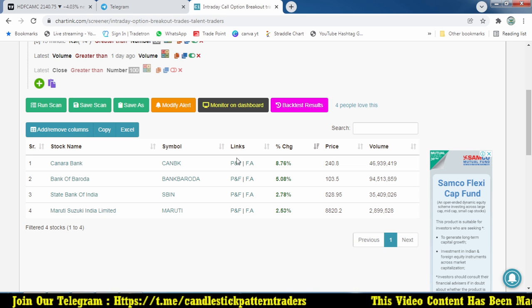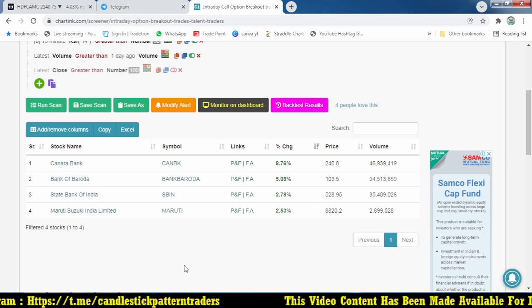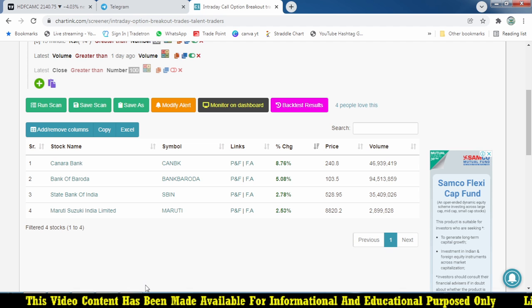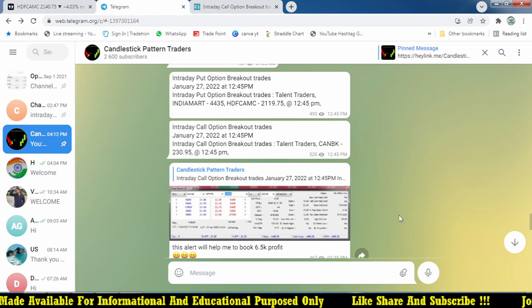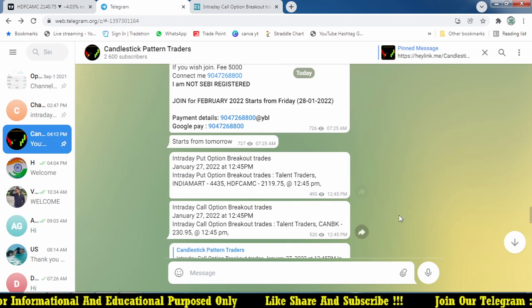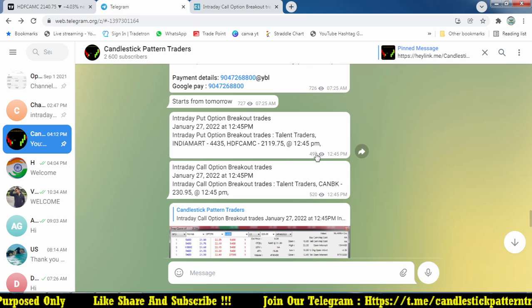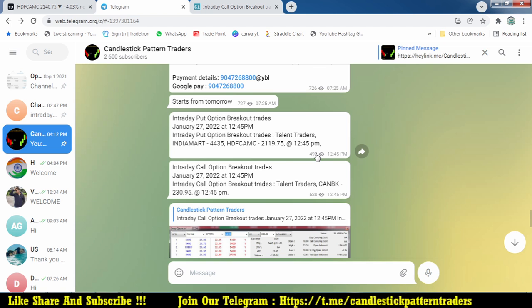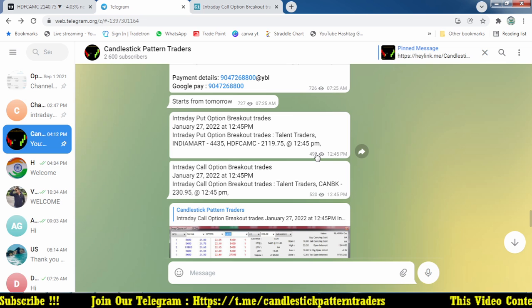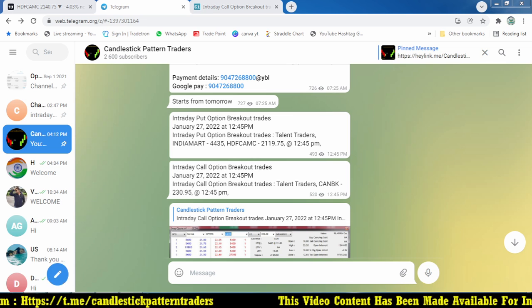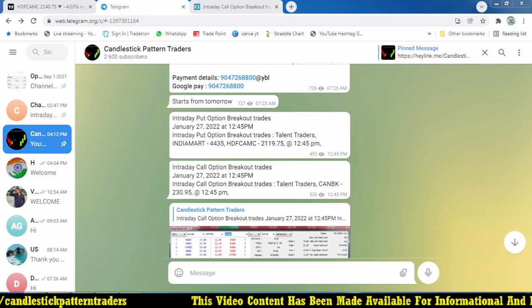We have filtered out that stock, so even if you are somewhere else, as I was outside today and didn't see these stocks, I saw them in my Telegram channel. So I got the alerts. The first trade signal today was generated in the put option breakout trade. We have another scanner, the put option breakout scanner, as well as the call option breakout scanner. Both will give you a great idea.